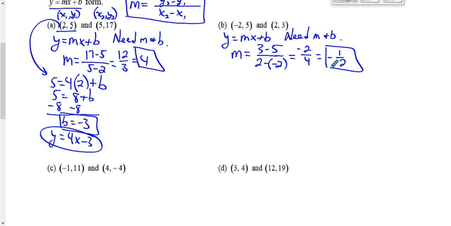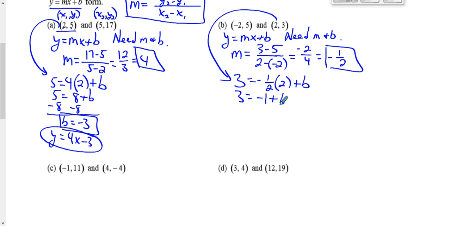Okay. Now, somebody tell me what point they picked to plug in to find B. 2, 3? Yeah. Okay. And maybe one of you used the -2, 5. Either one. I'll use the 2, 3 and plug it in. So the Y becomes a 3. 3 equals -1/2 times 2, plus b. What's negative half of 2?